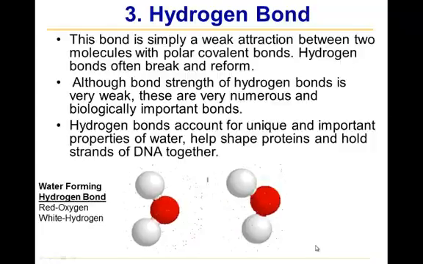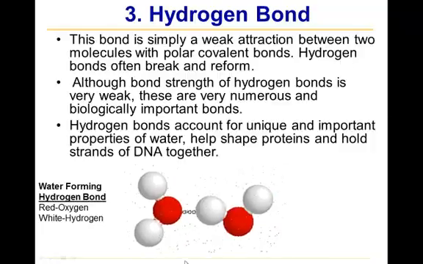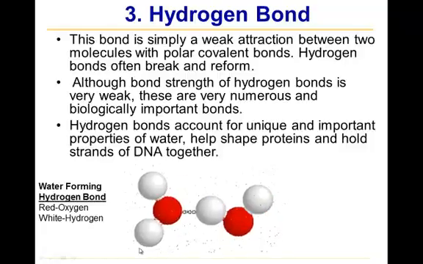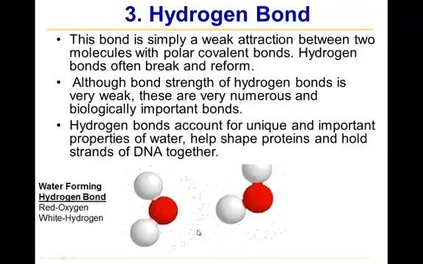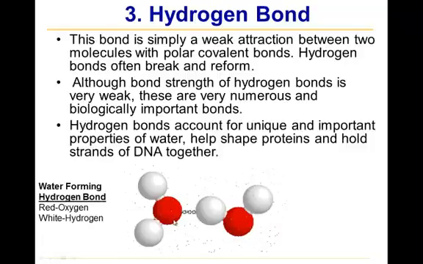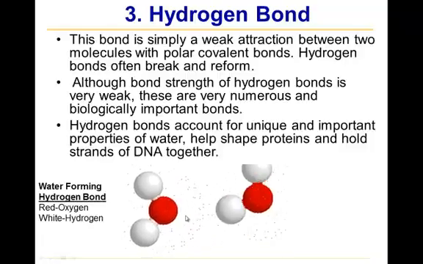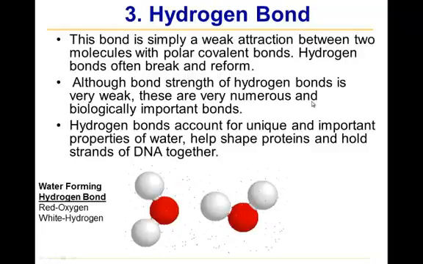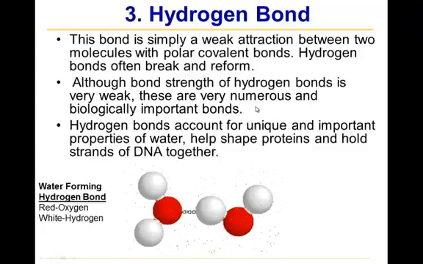And as you can see down here on the bottom, this shows two water molecules, H2O. The O is the red atom and the white circles are the hydrogens. And this little dotted line here is a weak attraction between the negatively charged oxygen and the positively charged hydrogen. And notice this shows it forming and breaking, and that's really what happens. So again, although the bond strength is very low, they are very numerous and therefore they're important.